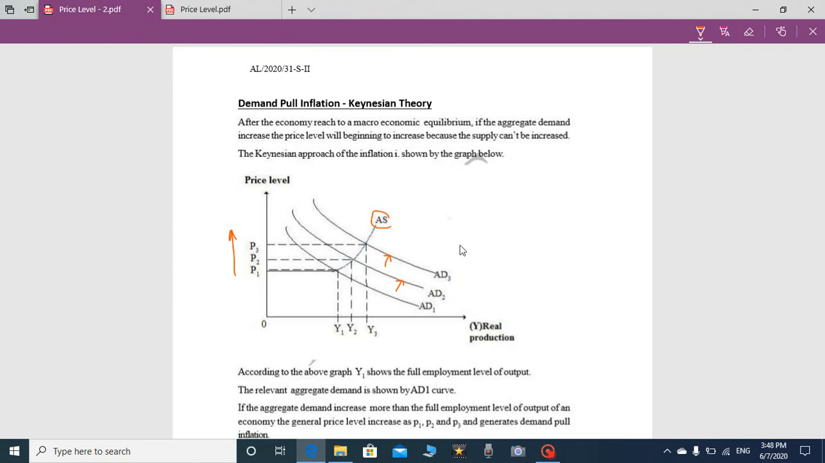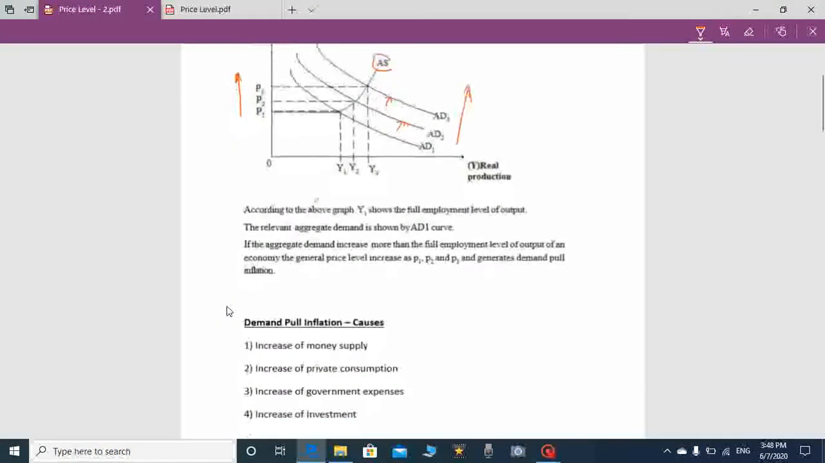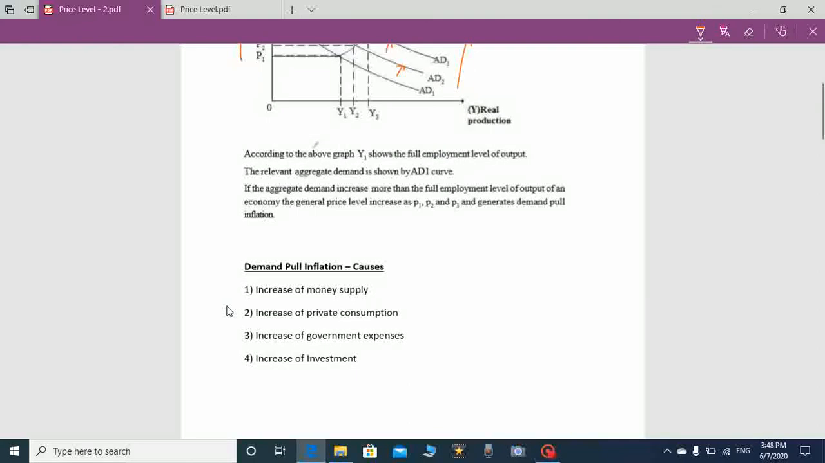Due to the increase of this aggregate demand, shift to this side, that means right side. As a result of that shift right side, the price level, general price level increase. This situation we known as what? Demand pull inflation. This theory we known as Keynesian theory.